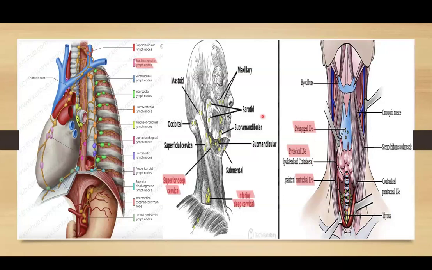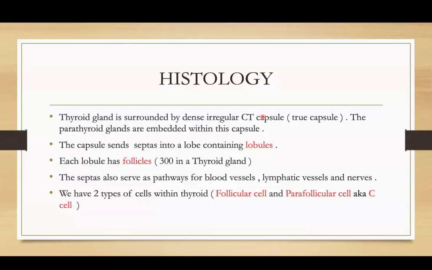The most important one is deep cervical because this is the most common path for this sort of cancer. But then the other ones, you should know them as well, but they're not as important. Okay, so we're done with all of anatomy, and now we have histology. So this is quite easy.